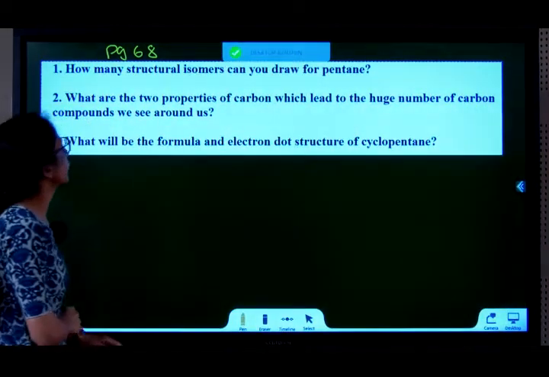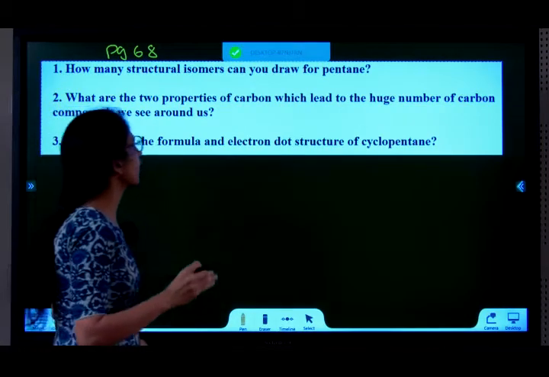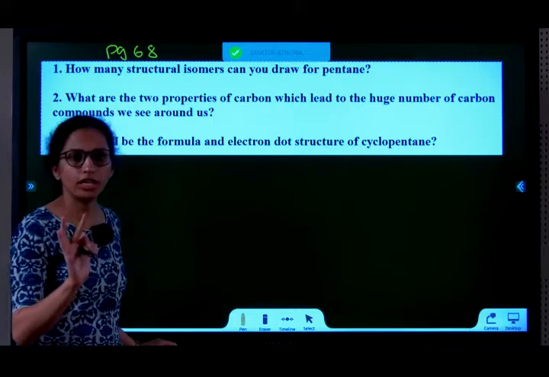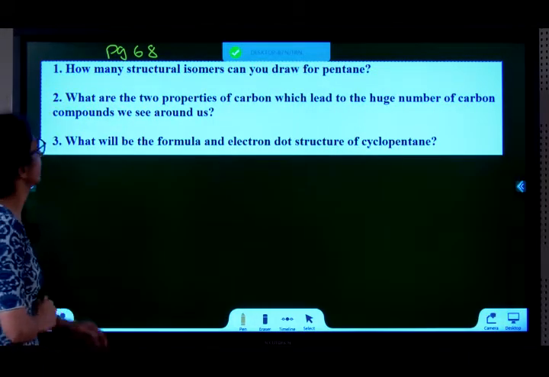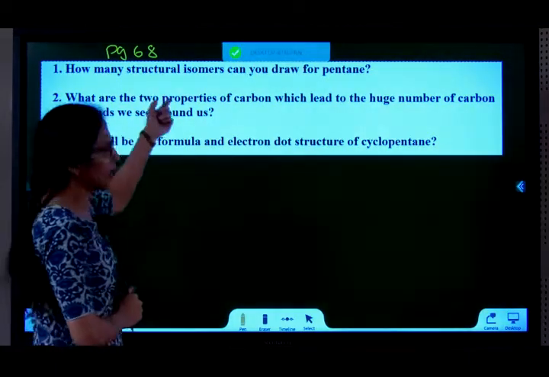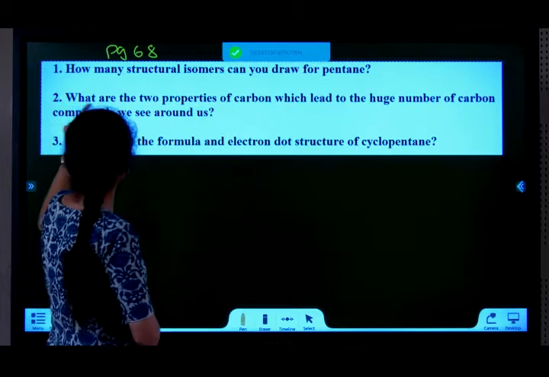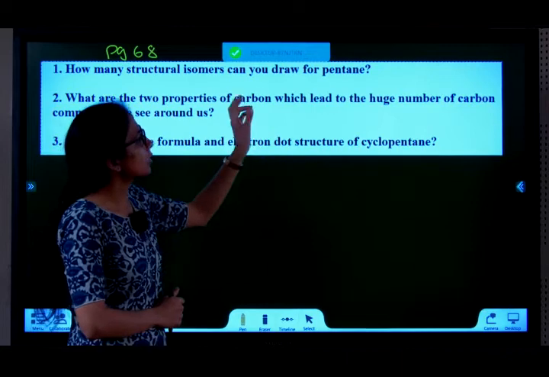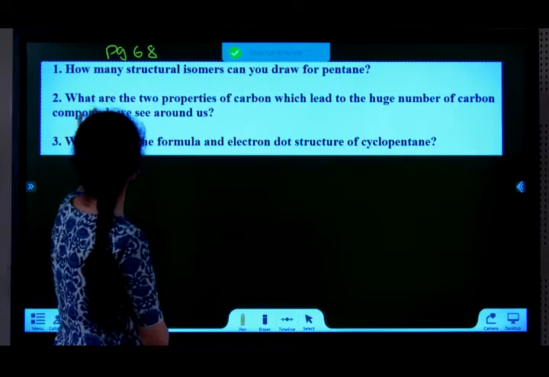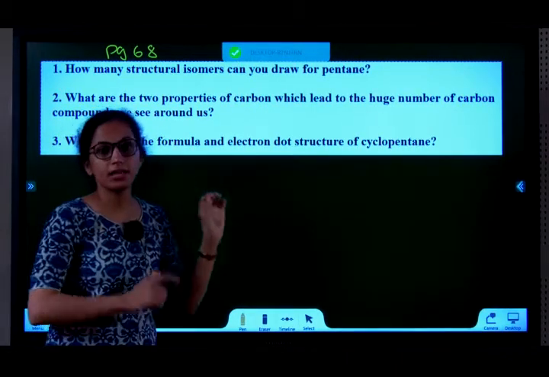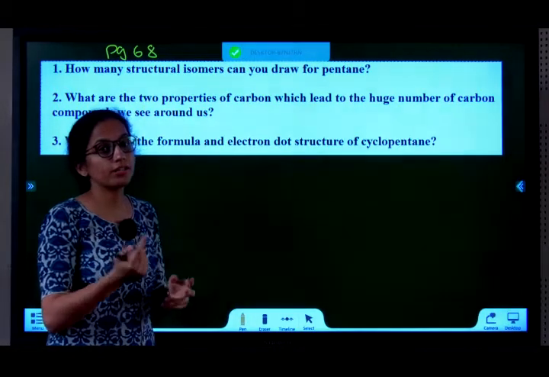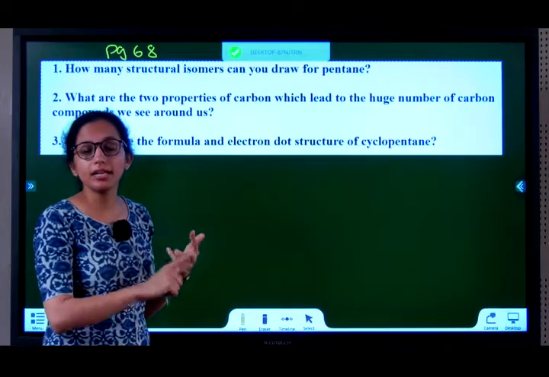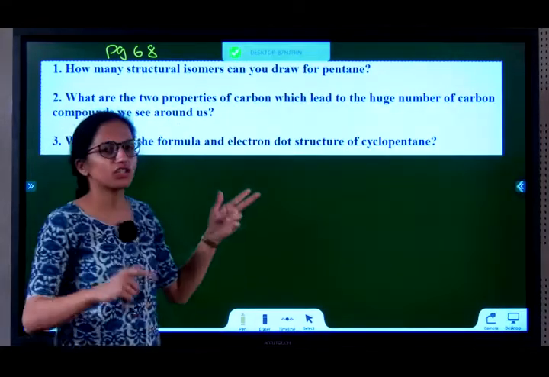Page 68, question 1. How many structural isomers can you draw for pentane? We already did this question. We had got 3 structural isomers. So you have to draw it after that. I won't be doing it since it's already covered. Second question, what are the 2 properties of carbon which lead to the huge number of carbon compounds we see around us? I told you the reason also that time. Versatile nature of carbon, that's nothing but catenation and tetravalency. So the answer is catenation and tetravalency.